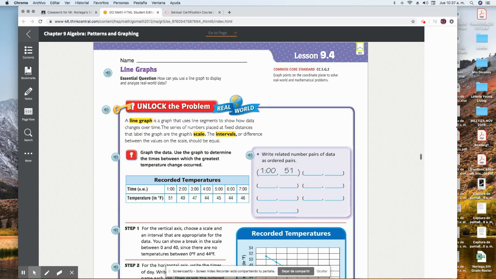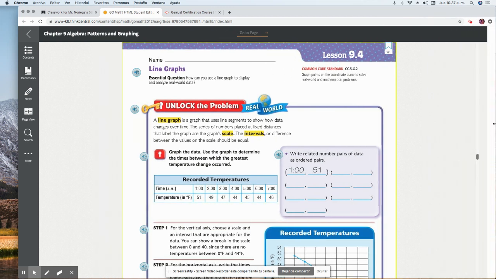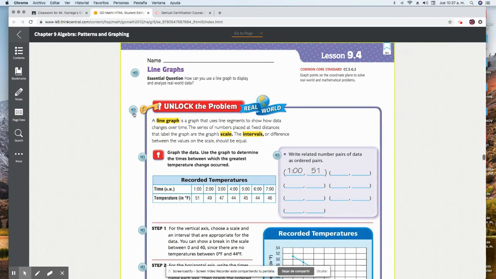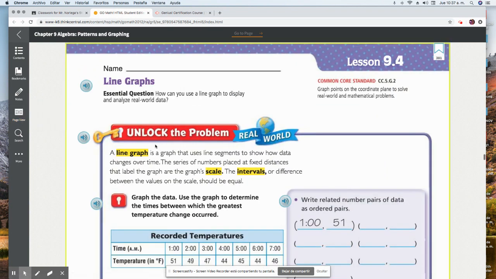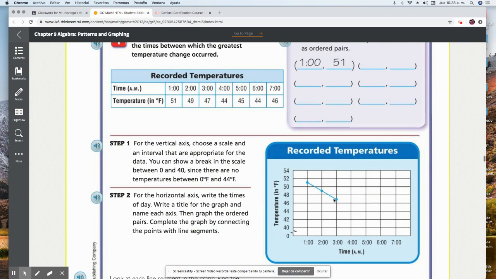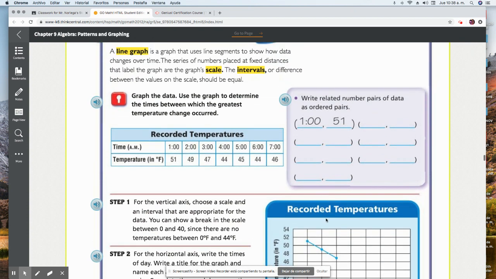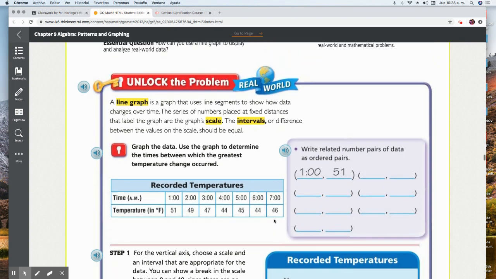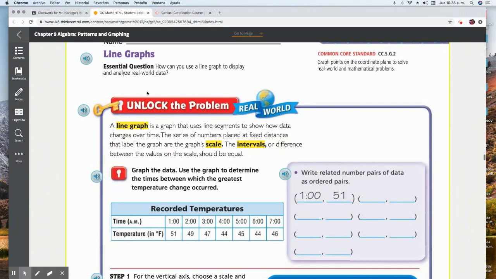Okay, math lesson 9.4. It's about line graphs. This lesson is similar to the lesson that we did yesterday. The only difference is that after plotting our points using an ordered pair, we are going to connect them with lines. When we connect the points that we plotted in the coordinate grid with a line, we create a line graph.